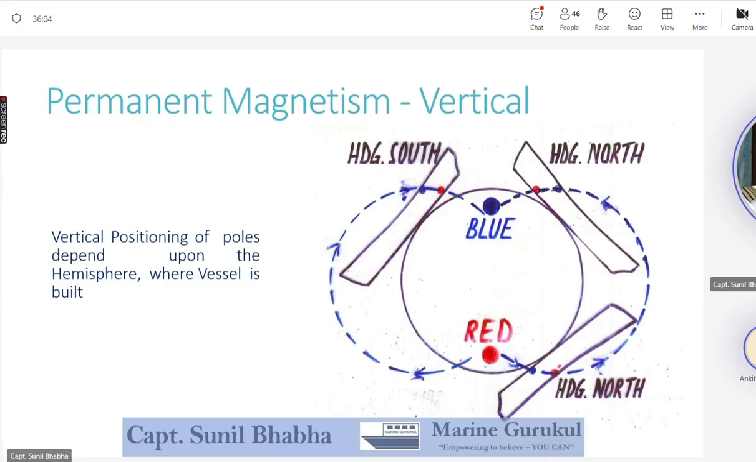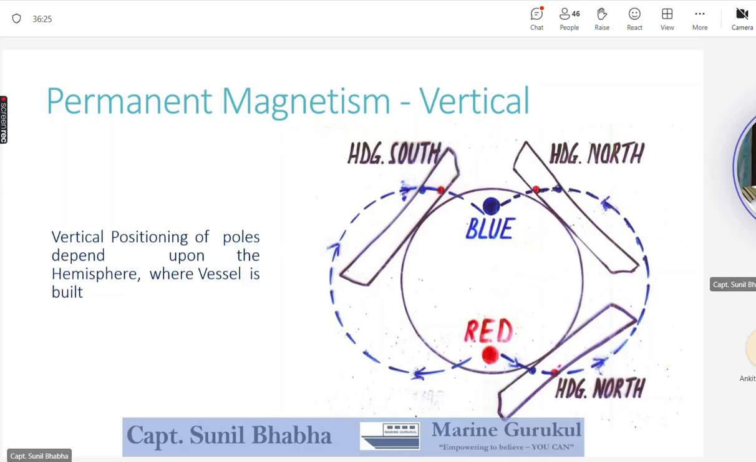Sir, this permanent magnetism is generally acquired during shipbuilding. Correct, sir? That's correct, beta. It will only be acquired during shipbuilding. And later on, if the ship goes to a yard or dry dock and some steel renewal is done, that will also have its effect on it. So these are the times when permanent magnetism is acquired.